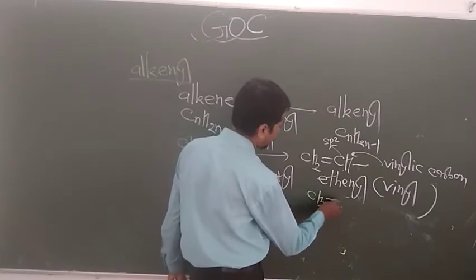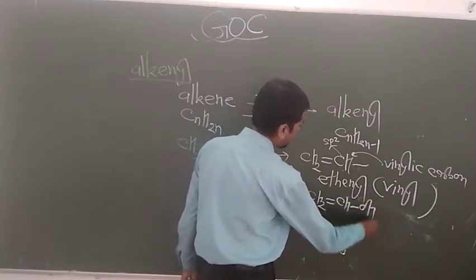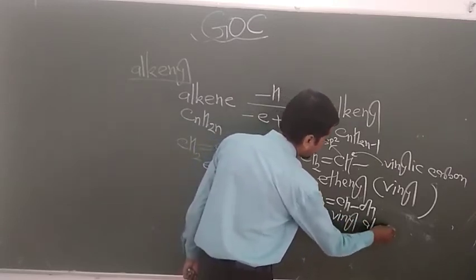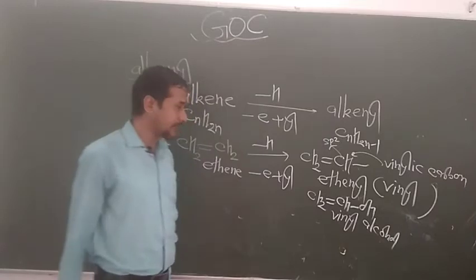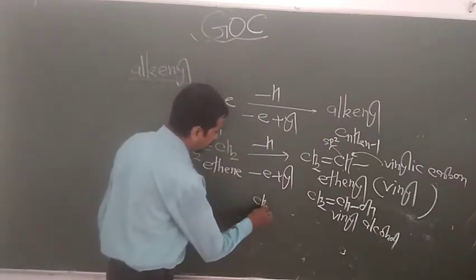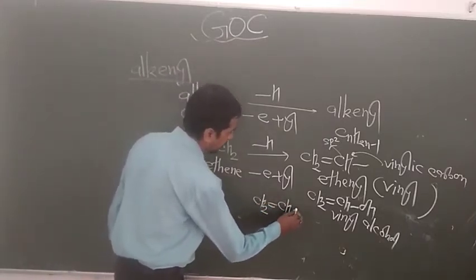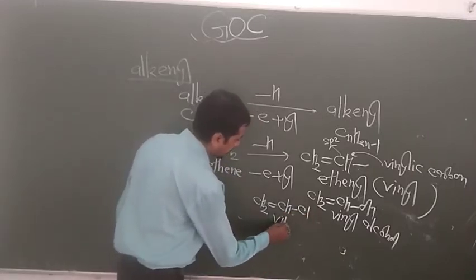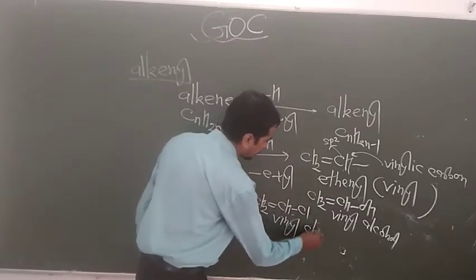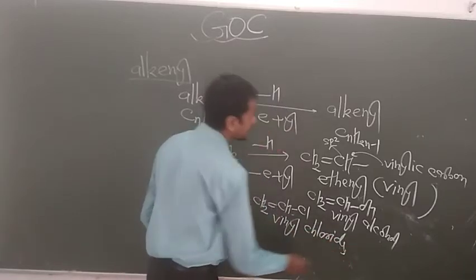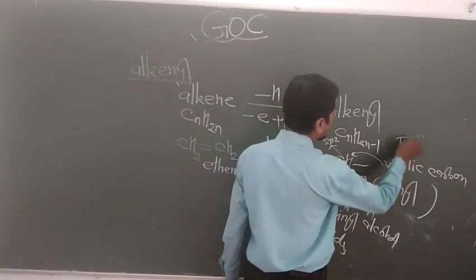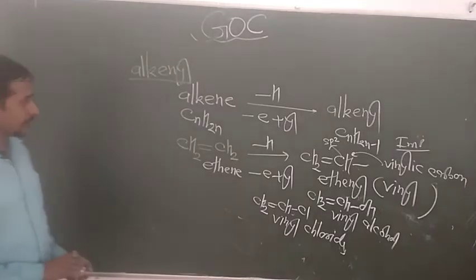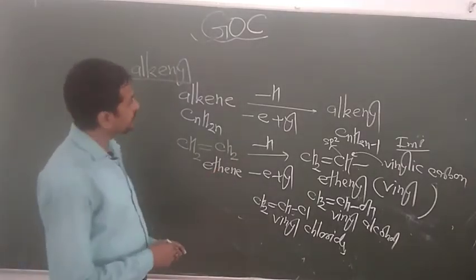You have to write the formula CH2 double bond CH and OH. This is known as vinyl alcohol. Similarly, you can write the formula of vinyl chloride: CH2 double bond CH, then Cl. So this is known as vinyl chloride. So this is also important for board examinations, to know what the vinyl group is.